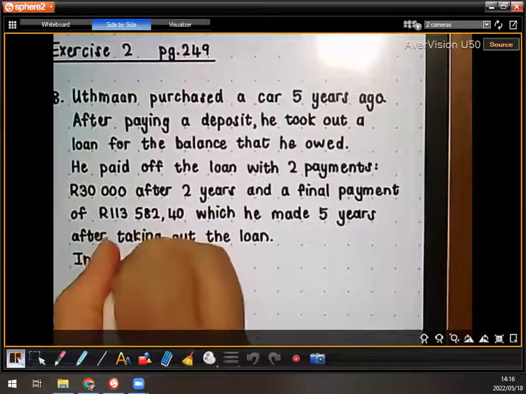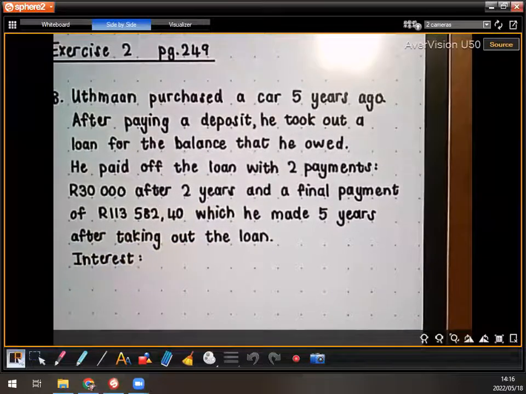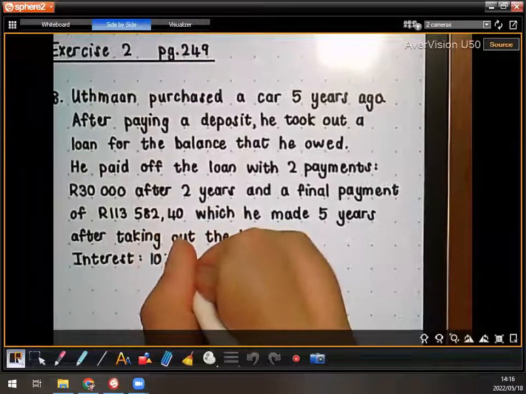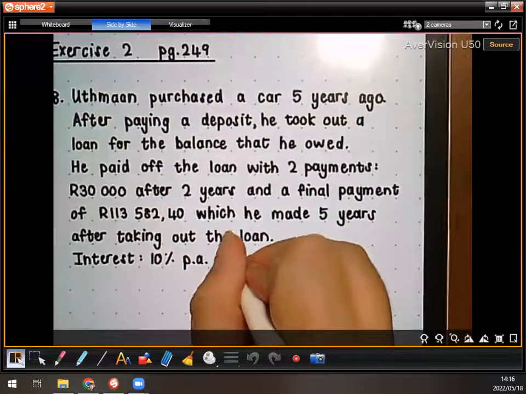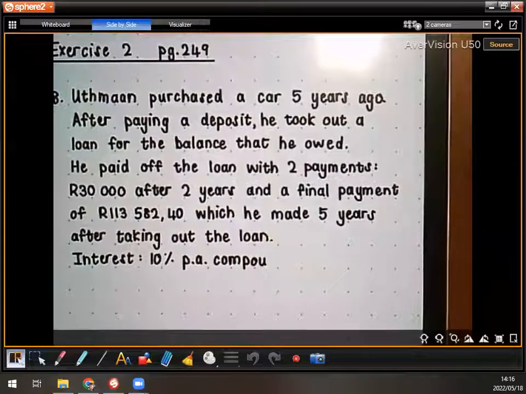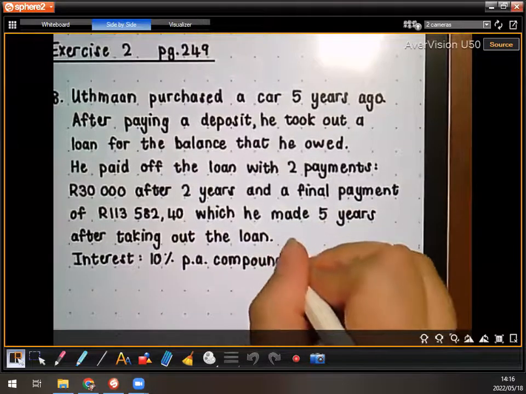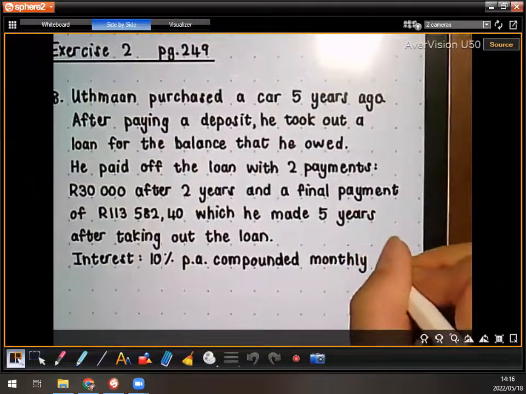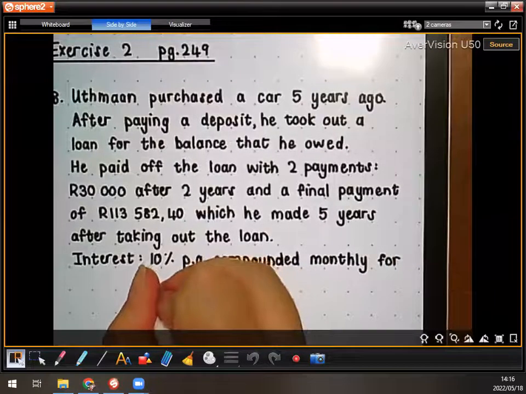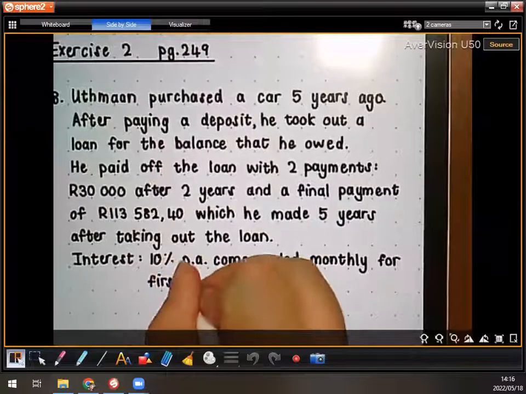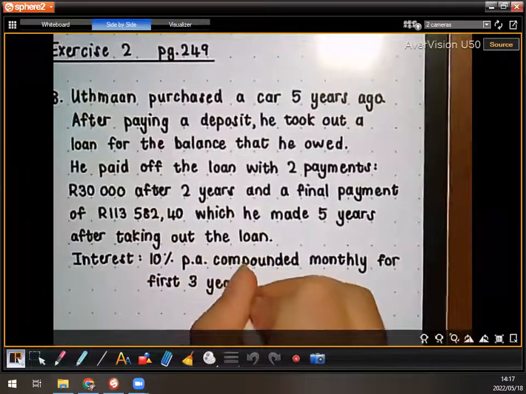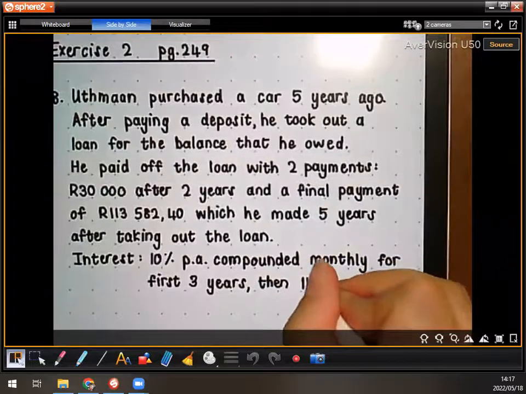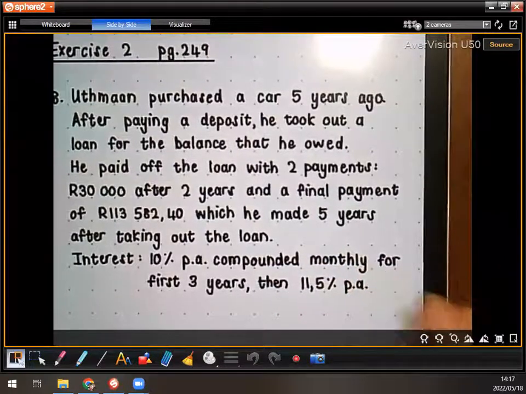Okay, I'm just going to write the rest a little bit shorter because there's a lot. So interest, I just listed, so it was 10% per annum. They wrote it in a longer sentence, but we're just listing the interest rates. Compounded monthly. First 3 years. Per annum.